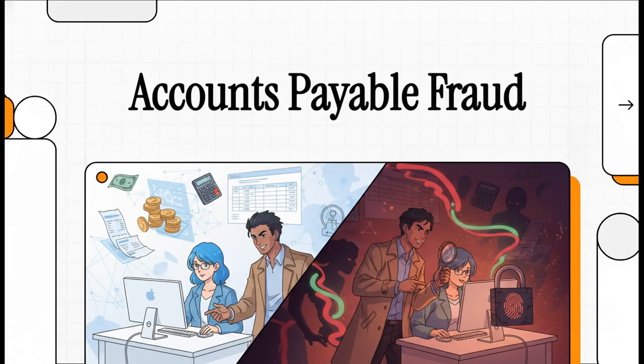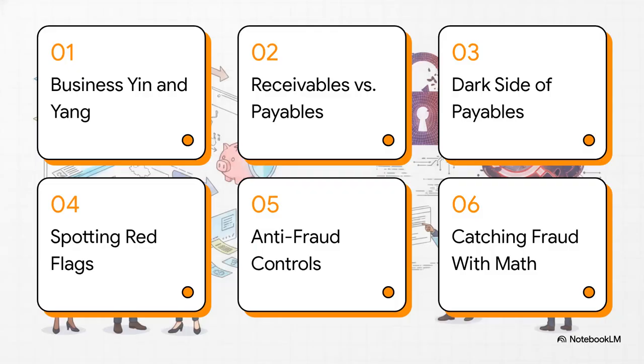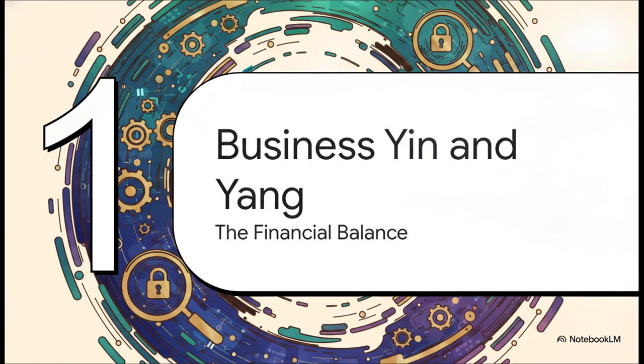Let's get into it. Here is our roadmap for today. We'll start off with business yin and yang, then compare receivables versus payables, and explore the dark side of payables. From there, we are going to look at spotting fraudulent red flags, building anti-fraud controls, and finally, catching fraud with math.